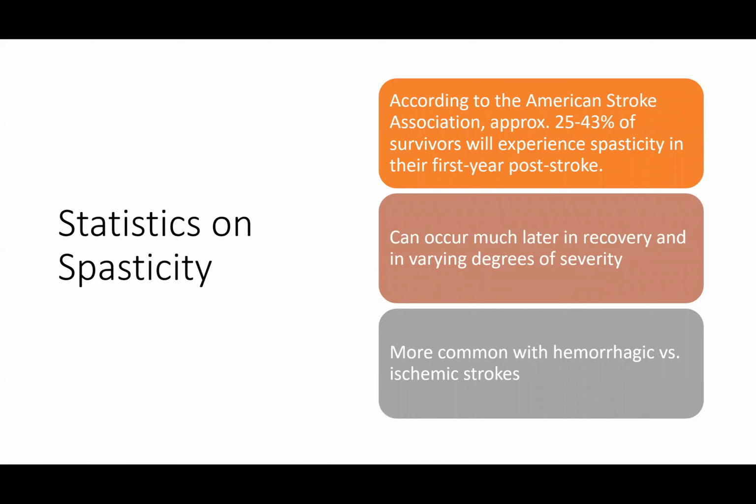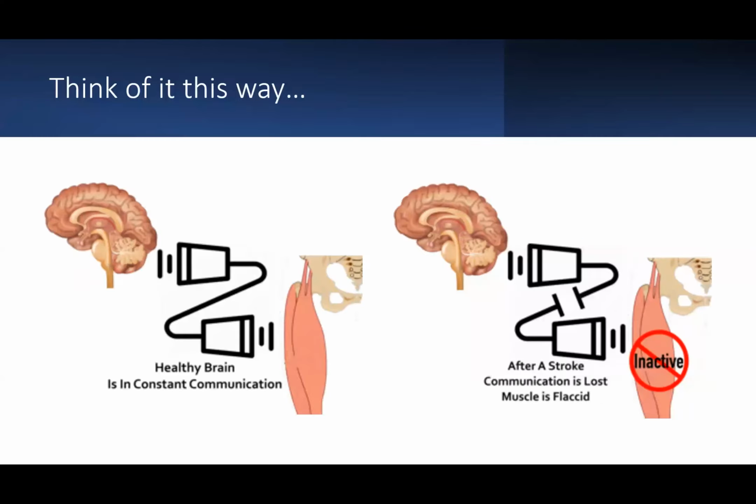Some statistics on spasticity: according to the American Stroke Association, approximately 25 to 43% of survivors will experience spasticity in their first year post-stroke, but it can occur much later in recovery and in varying degrees of severity. It is more common with hemorrhagic versus ischemic strokes. But again, it can occur with any type of neurological injury, whether that be a stroke or a spinal cord injury. It just depends what's going on.